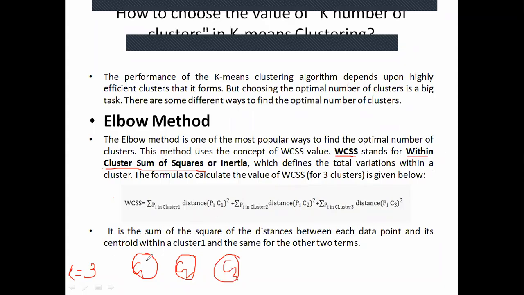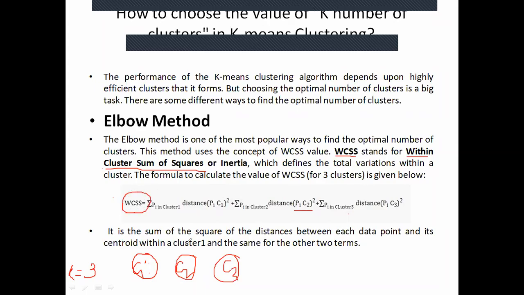Within this cluster, suppose there are different data points. I will take the distance of each data point from the centroid and take the square of that. Then, plus, I will find the distances of different data points from the centroid of cluster 2, and again take the square of those. Similarly for the third cluster. That means I'm taking the summation of all these three. That is your WCSS value.